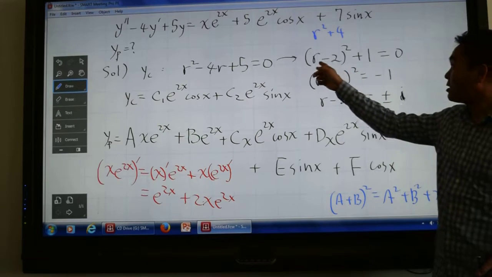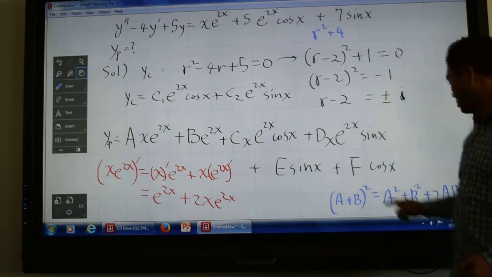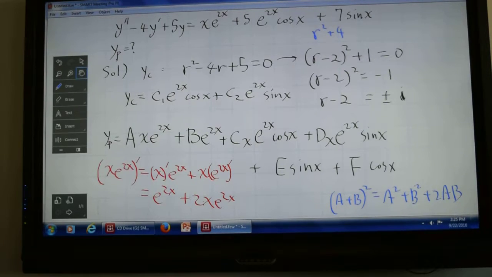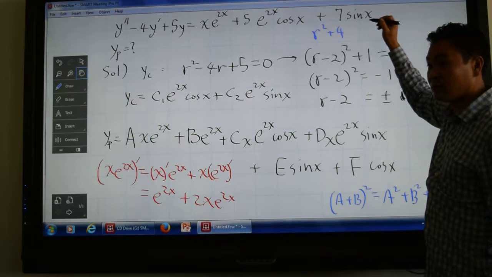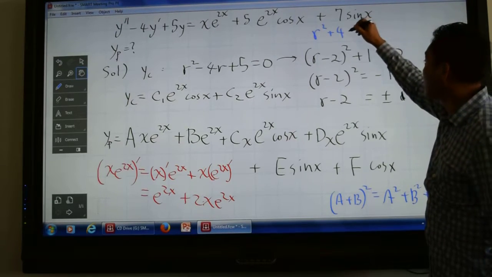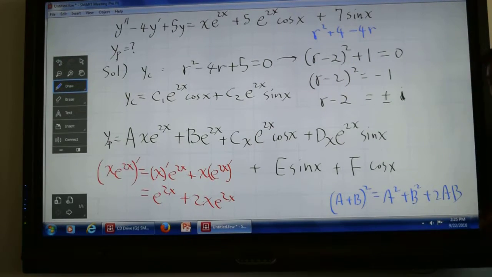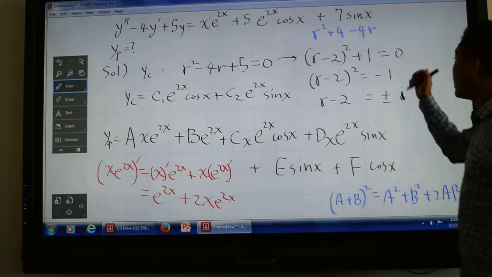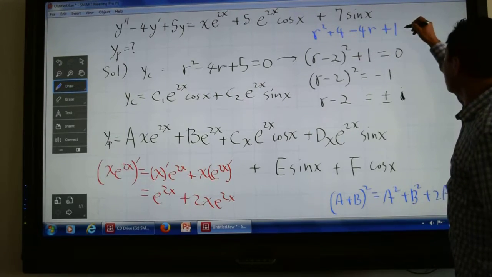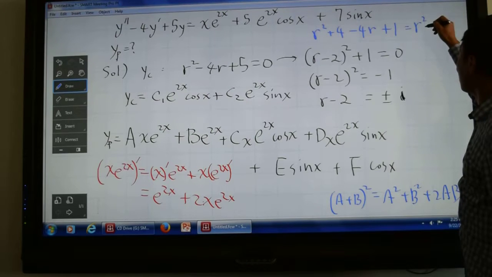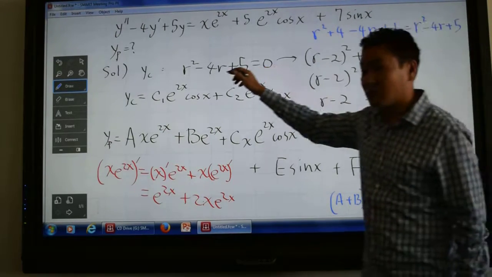So you take R and you take -2, multiply, you get -2R, and you have to double it because of this 2. If you double it, you get what? -4R, right? -2 times R is -2R. Doubling it gives you -4R. Okay? And then you have plus 1. And now 4 and 1 is added together, so what do you get? R squared minus 4R plus 5, which is exactly the same as this one.